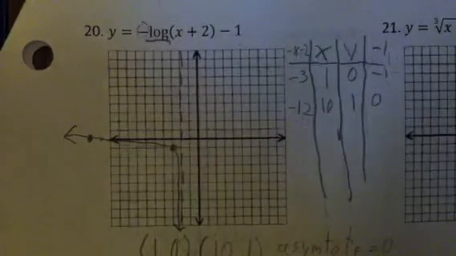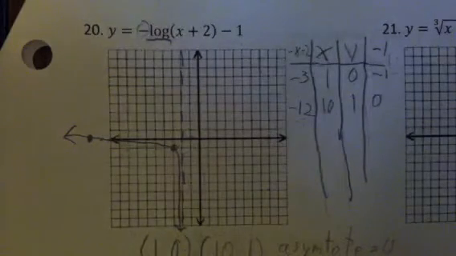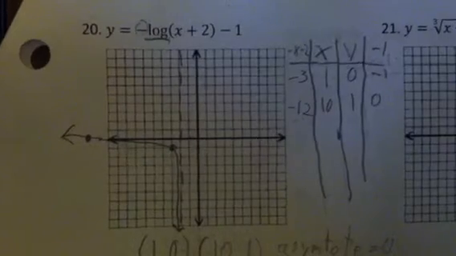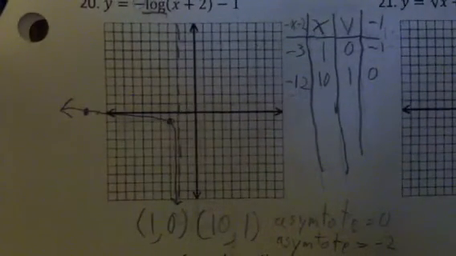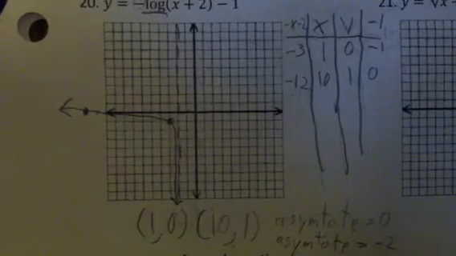Alright, and that would be how you graph the equation on problem number 20. Oh, and it seems I didn't move the camera down far enough, so I wrote down here asymptote equals -2. So that's it.